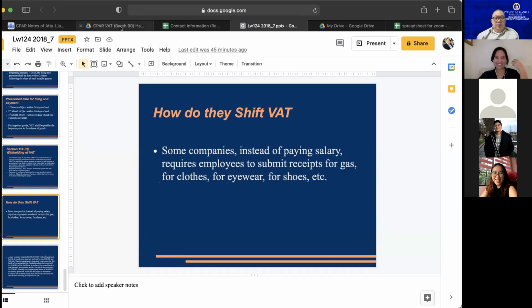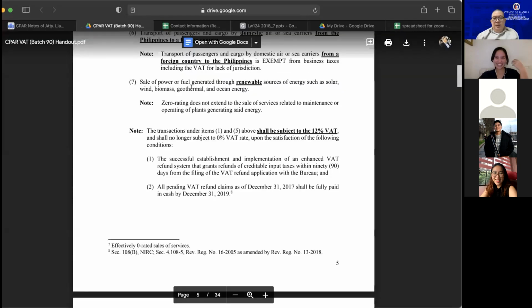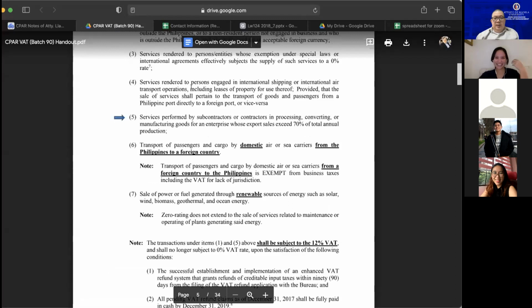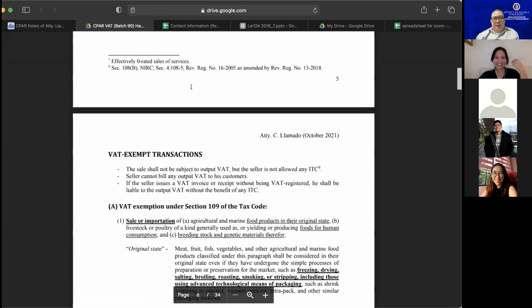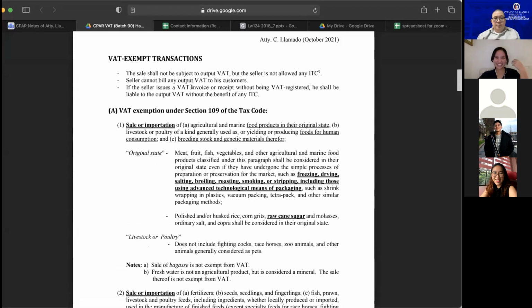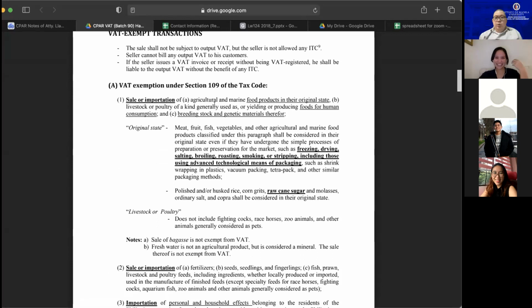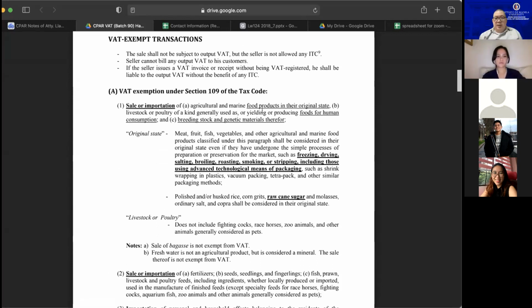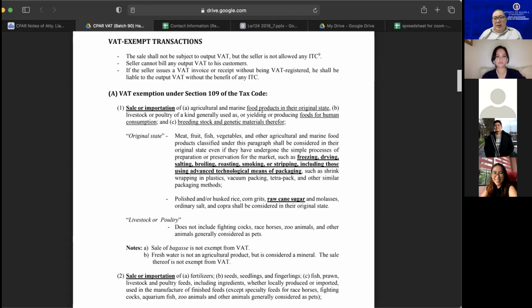Okay. So we're done with the computation and accounting. Now we look at this chart from Attorney Liamado. Yung zero rated nandiyan na, zero rated is easier to understand. What are exempt are a bit more complicated. So agricultural marine products in their original state. Like someone is doing a paper on steak, I think Wagyu something.